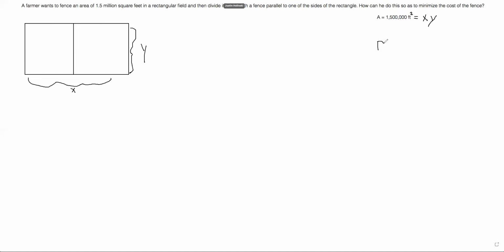So this is going to be perimeter, well, it looks like we're going to have 3 of these y's to consider. And we're going to have 2 of these x's.